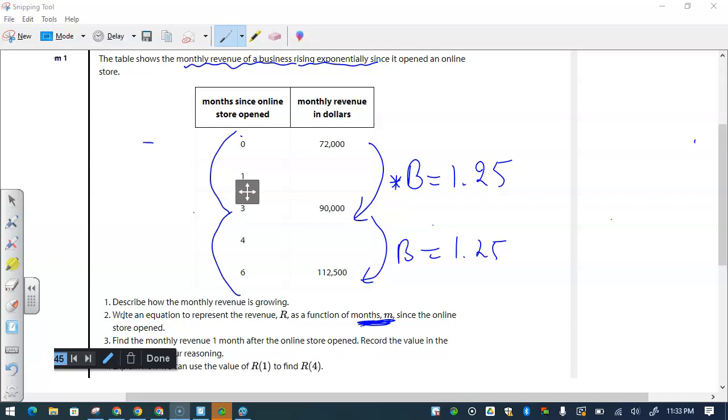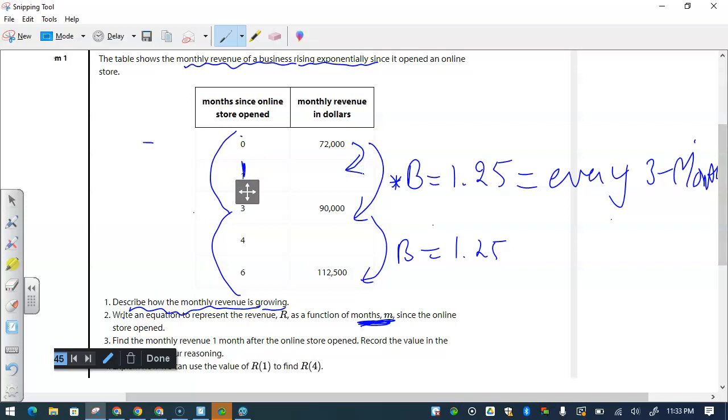So this was for every 3 months. The question is, you want to know how monthly revenue is growing. Describe how monthly revenue is growing. This is for every 3 months, but we want to know every month, let's say. So if it is every month, there's a 1 here. So from here to here is what?